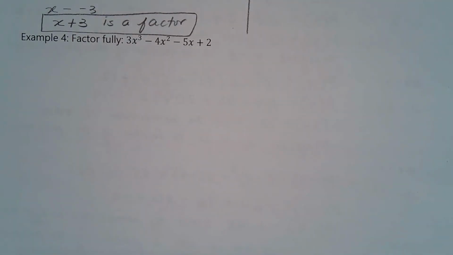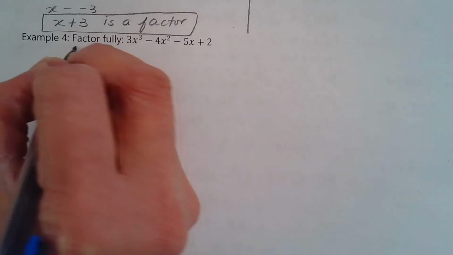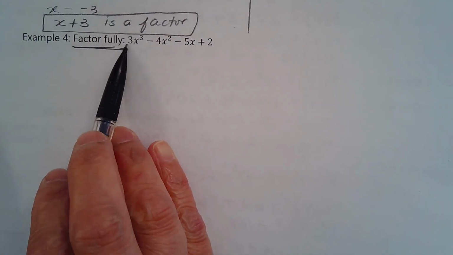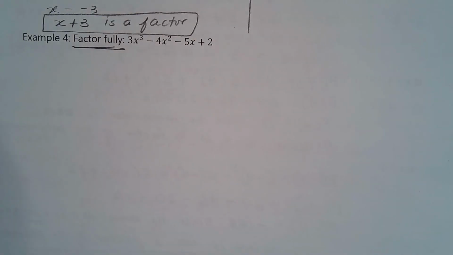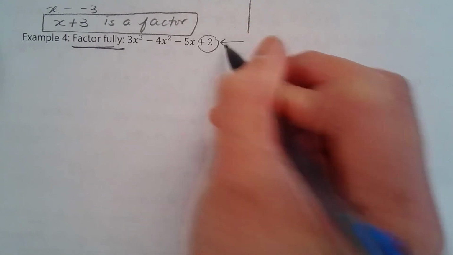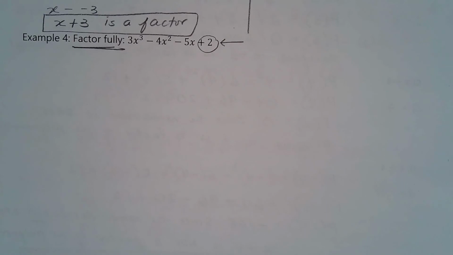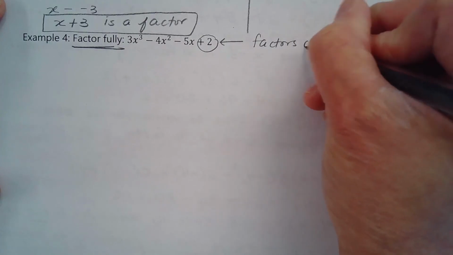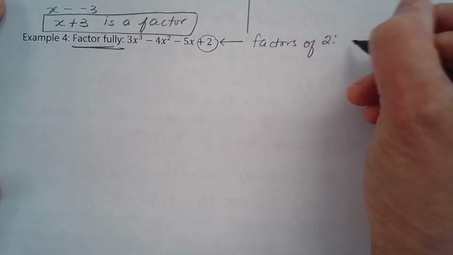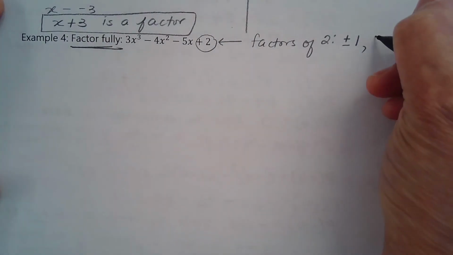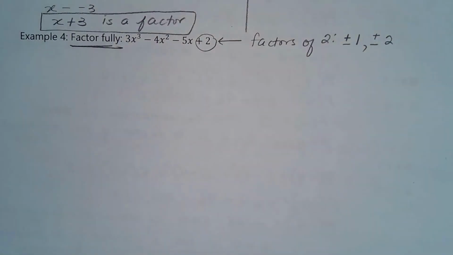It says factor fully. What does that mean? Well, we don't know what the factors are in this, so we're going to look for zeros. The a values would be factors of the constant term. So what are the factors of 2? Plus or minus 1, or plus or minus 2. So we only have 4 possibilities in here, which is kind of nice.